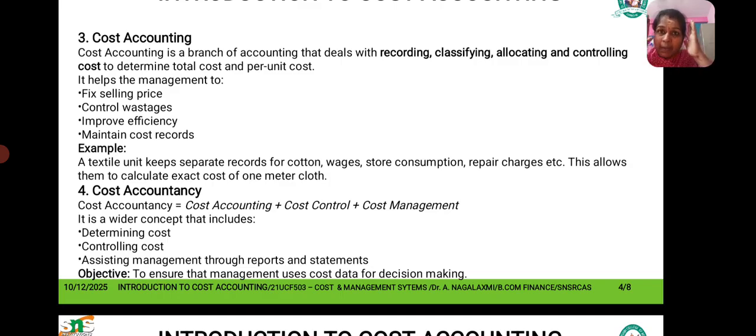Okay, so the ultimate aim of the management is to earn profit. So earning profit to the maximum depends upon determining the cost, controlling the cost, and it helps in assisting the management in taking decisions by providing reports and statements regarding cost. Okay, see the objectives given. So, to ensure management uses cost data for decision making.